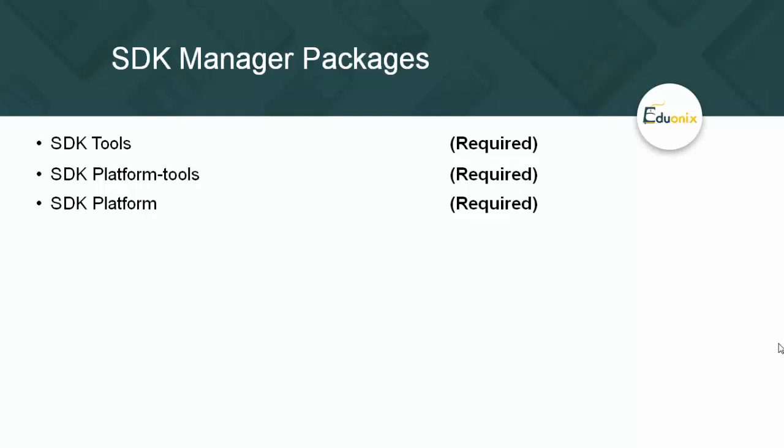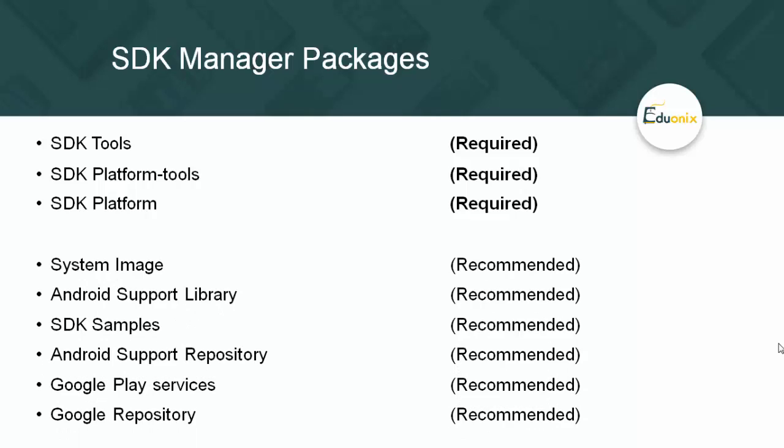The recommended packages are System Image, Android Support Library, SDK Samples, Android Support Repository, Google Play Services, and Google Repository. System Image is recommended when you are going to run the application in the emulator. Android Support Libraries are needed for backward compatibility with older Android OS versions. SDK Samples will provide you with sample projects. Android Support Repository includes a local Maven repository for support libraries. Google Play Services includes the Google Play Services client library and sample code. Google Repository includes a local Maven repository for Google libraries.